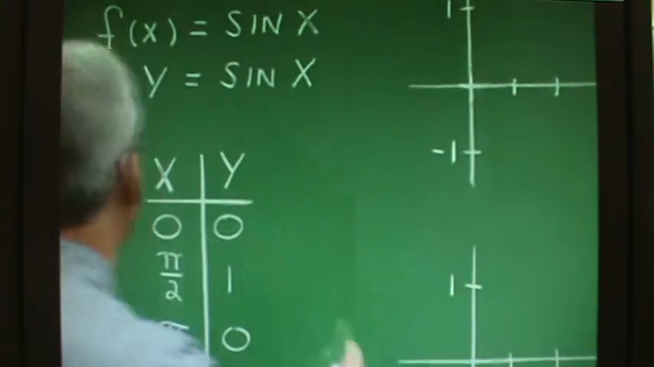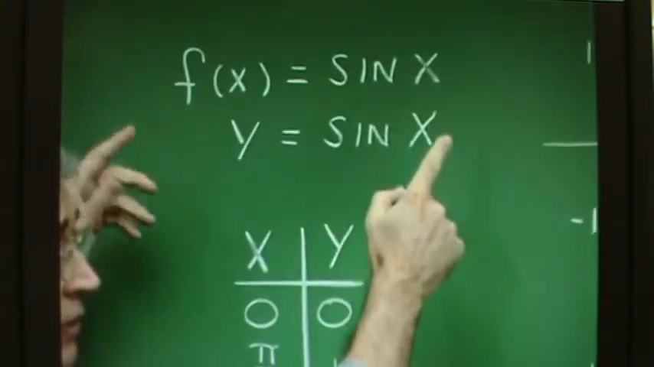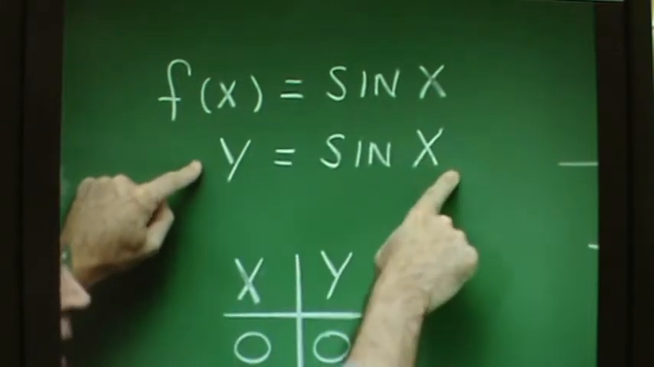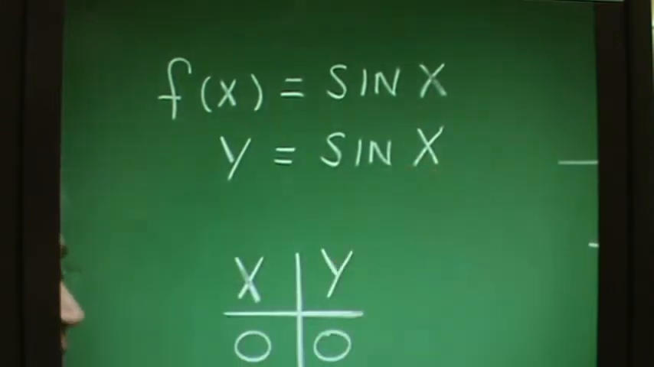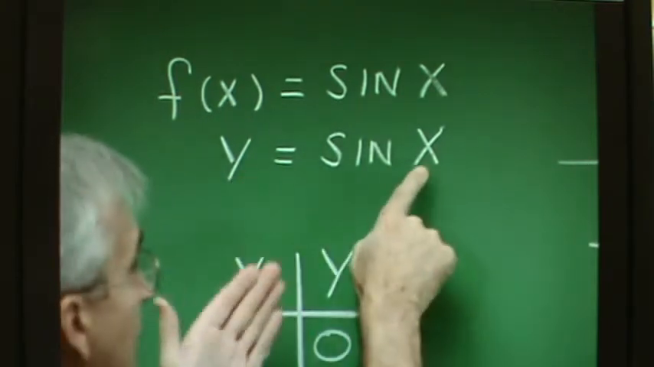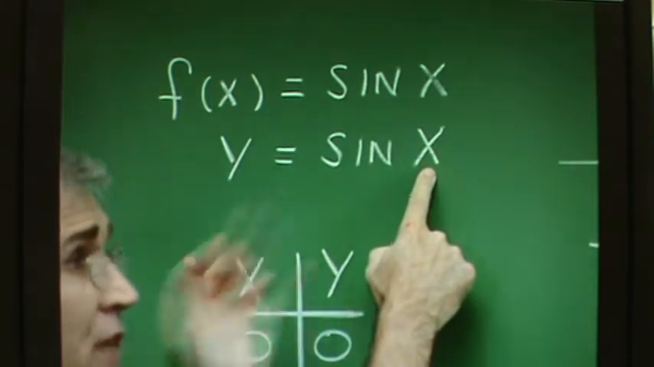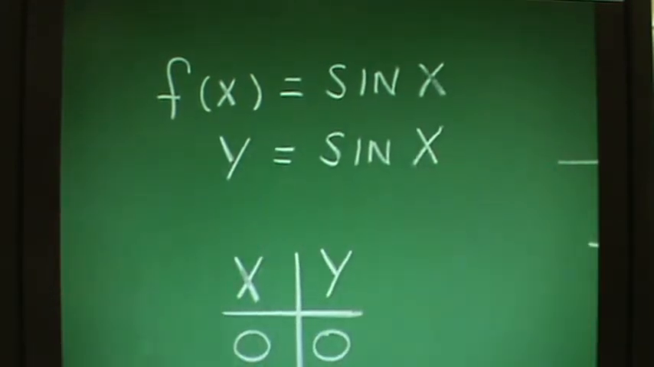Well, consider f of x equals sine x, and the working model for graphing is y equals sine x, as we've seen in the past. Now, we can think of the x here as either a real number, or an angle measured in radians, or an angle measured in degrees, and we get the same result in all of this study.